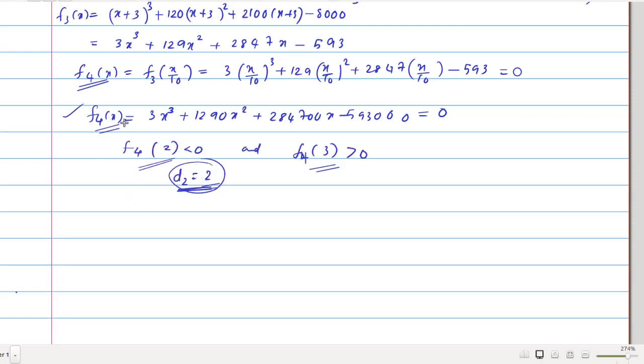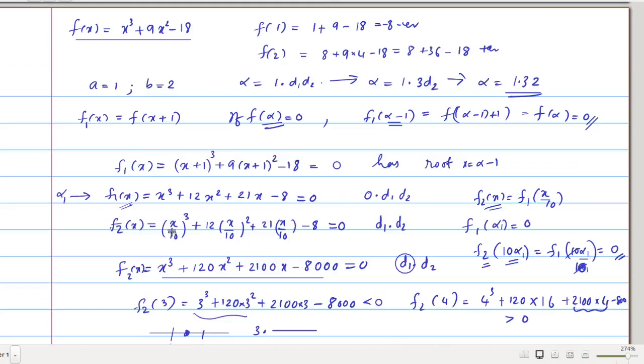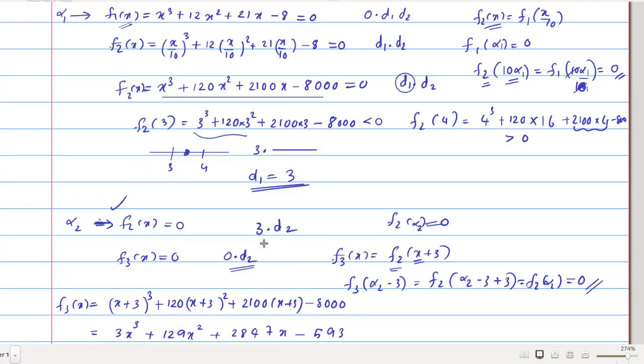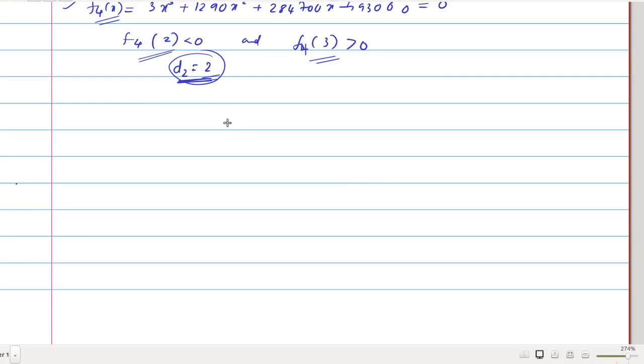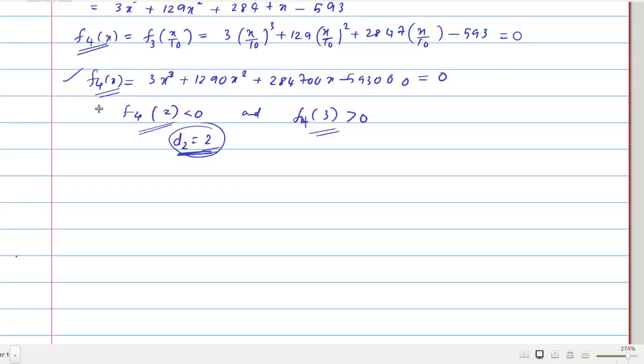Then you can see that the root of this f4 of x equal to 0 lies between 2 and 3, because f4 of 2 is less than 0 and f4 of 3 is greater than 0. You can see it from this equation as well. Then you can say that the digit d2 is 2, because f4 of 2 is less than 0 and f4 of 3 is greater than 0, using the same argument above.